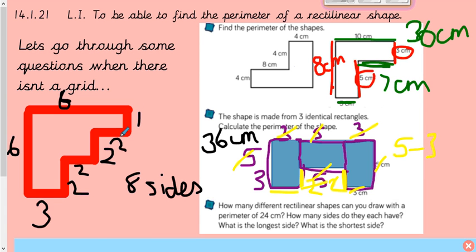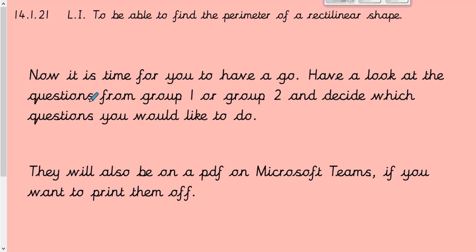Okay, so hopefully you managed to have a go at that, and you managed to do more than one, so you could actually compare them. So moving on then, it's time for you to have a go.